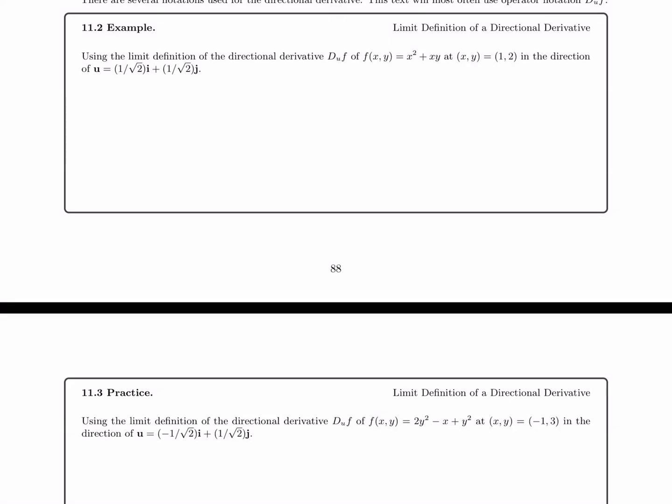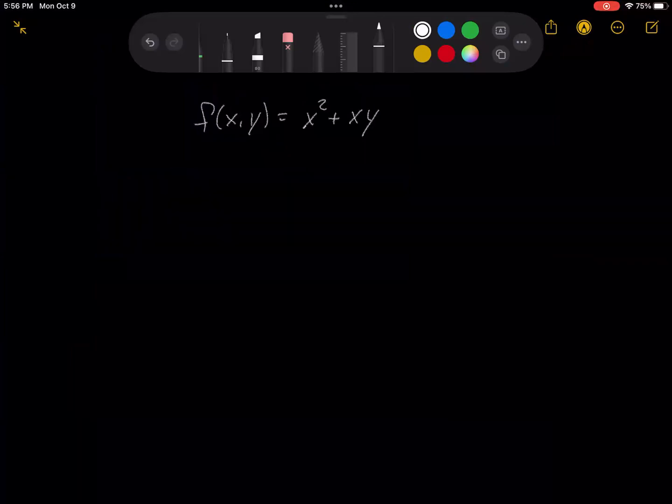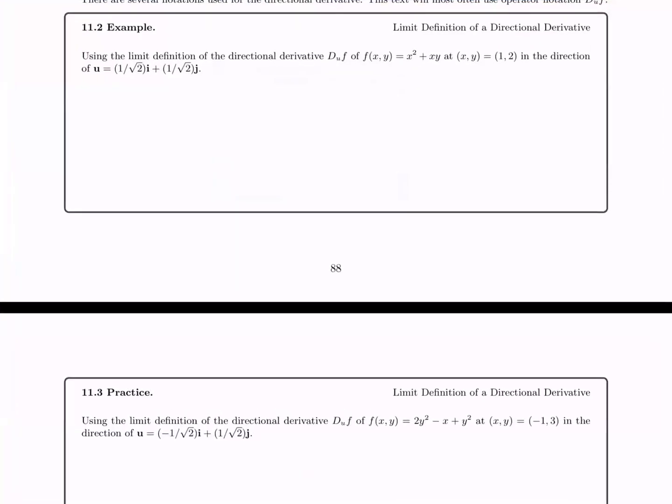Your directional derivative could be in any direction that you want, though. So our function here is x squared plus xy. Let's copy that down. And I want to find the slope of this function, or the directional derivative, at the point (1, 2) in the direction of 1 over square root 2 in the x and 1 over square root 2 in the y.